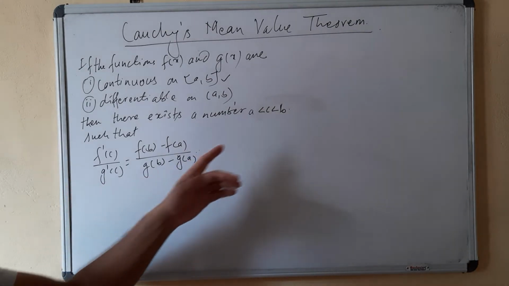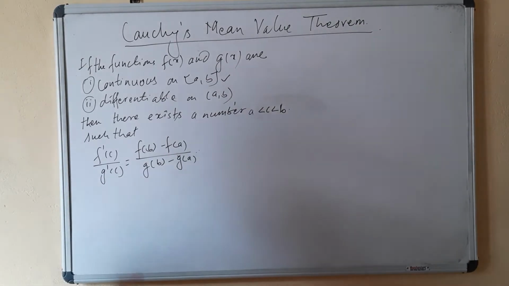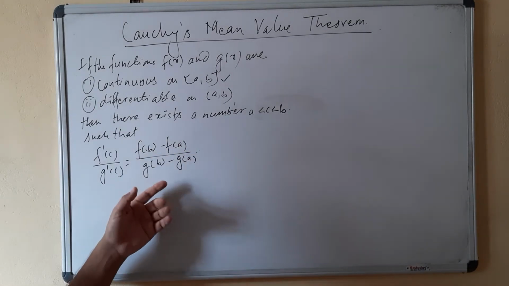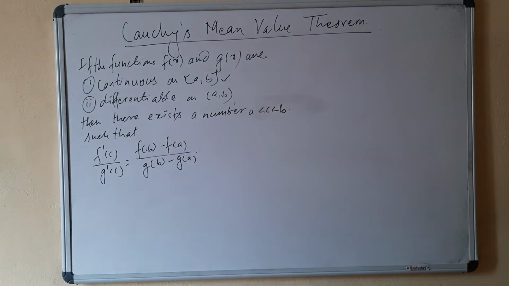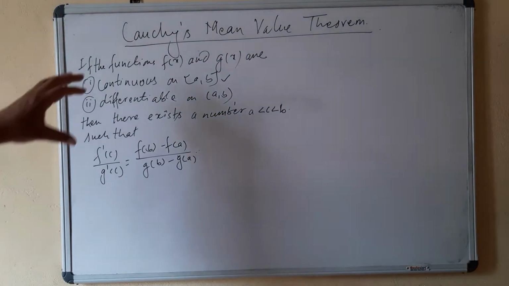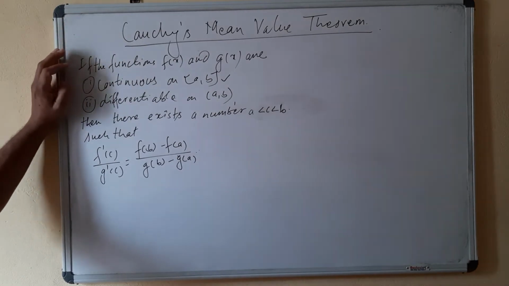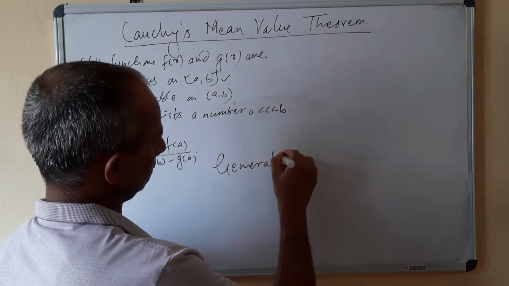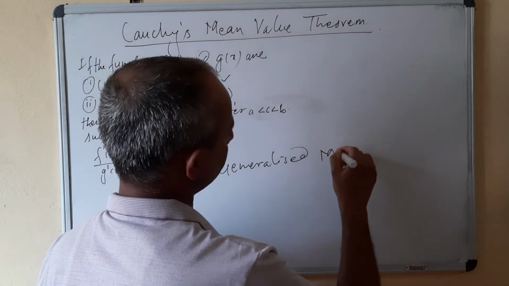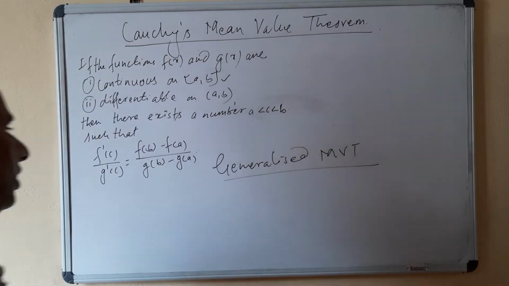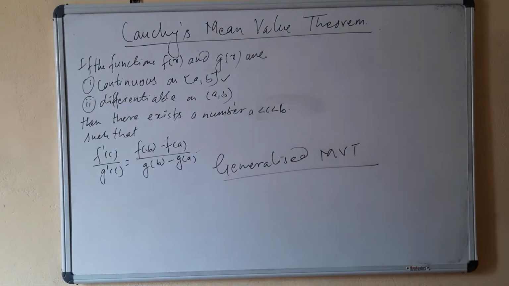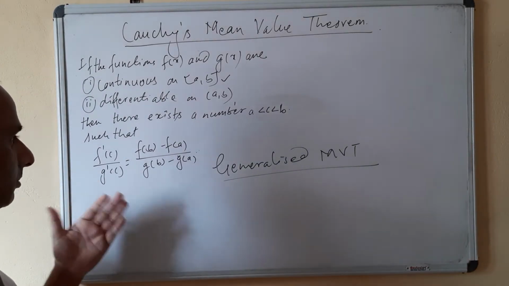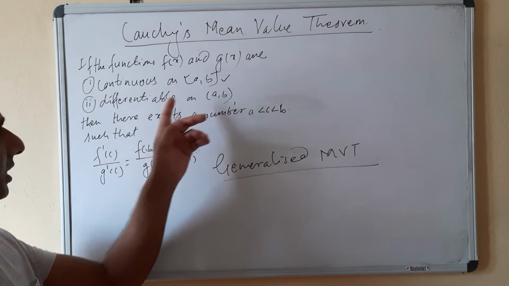Here we need to find a number c in the open interval (a, b) such that f'(c) divided by g'(c) equals f(b) minus f(a) divided by g(b) minus g(a). This theorem, Cauchy's mean value theorem, is also known as the generalized mean value theorem, the generalized mean value theorem of first order, because it uses only the first order derivative.